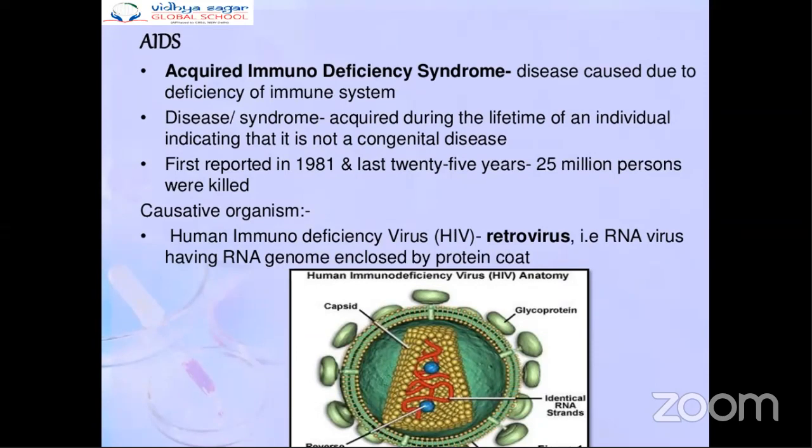So the causative organism is human immunodeficiency virus, that is HIV. It belongs to a group of retrovirus. It is an RNA virus having an RNA genome enclosed by a protein coat. The RNA is present inside, you can see in the picture here, the red colored thing is called RNA strands. The viral genome is RNA, which is enclosed by a protein coat, and glycoprotein will be there outside, and it has a capsid also.